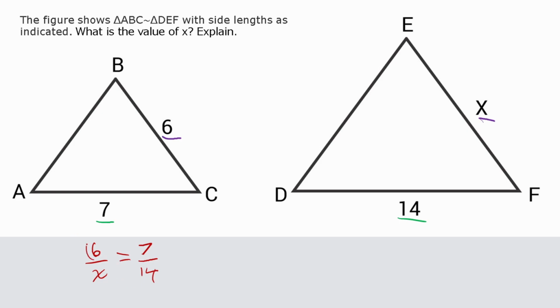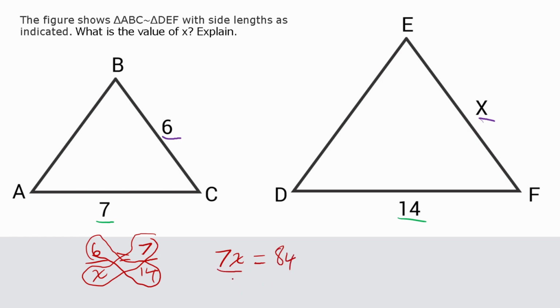We cross multiply, right? We get 7 times x, will be 7x equals 6 times 14. Give me a second, I'm going to do it in my head. 6 times 10 is 60. 6 times 4 is 24. So that's going to give me 84.